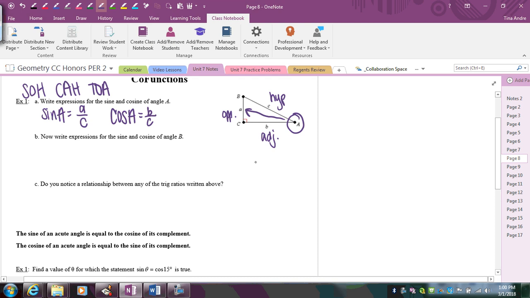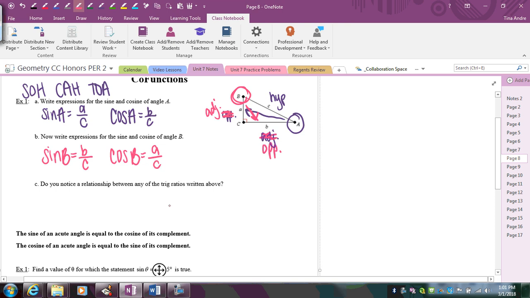Then we do the same thing, but now for angle B. When I look at angle B, the opposite side is now side b, and the adjacent side is now side a. So sine of angle B is the opposite, so b over the hypotenuse, which is c. And cosine of B is going to be the adjacent, so a over the hypotenuse.